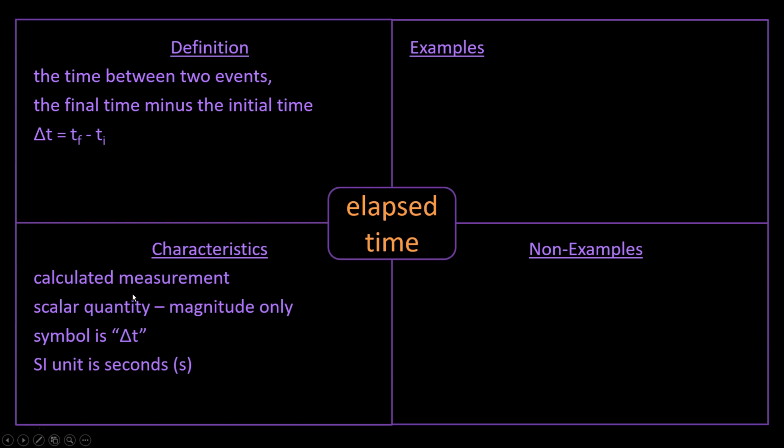Characteristics: it's a calculated measurement. We can measure time directly, but we cannot measure elapsed time directly. It's a scalar quantity. It has magnitude only. Its symbol is delta t. SI units are seconds.